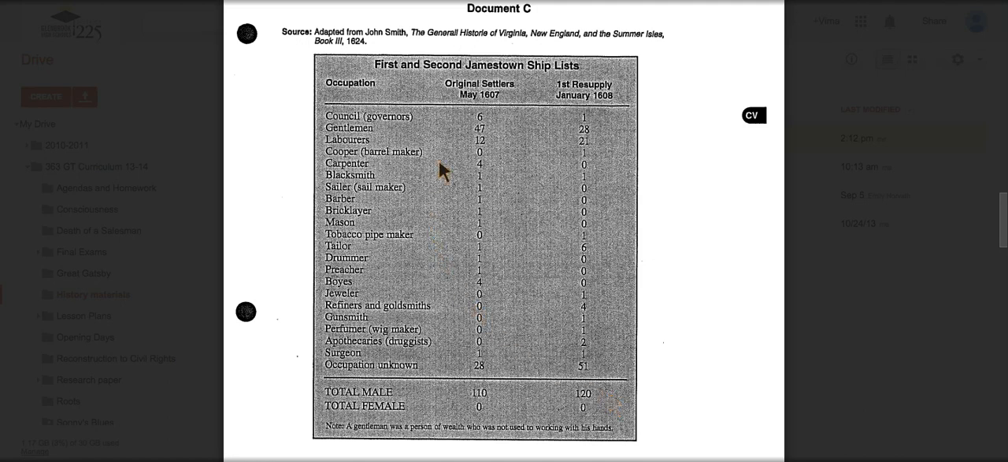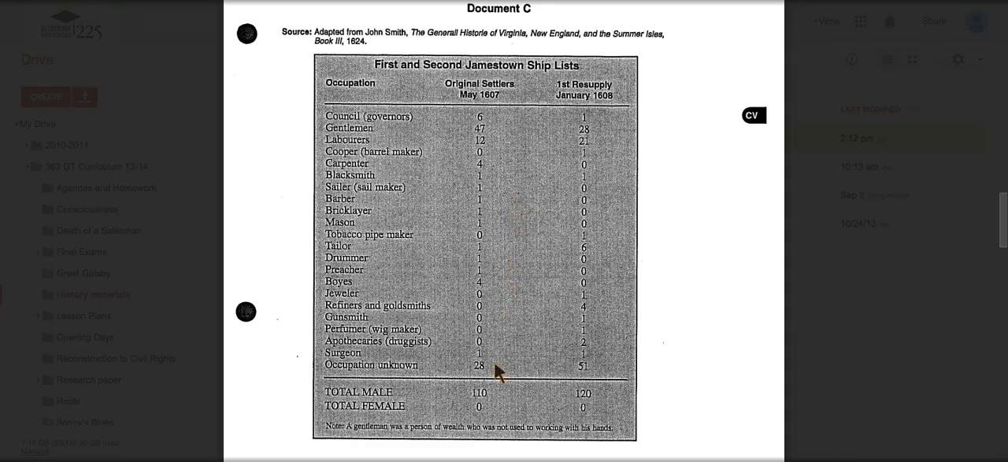Then I would look at the actual jobs that these people came over with, the experience that they came over with. The number that I look at in the first original settlers that sticks out to me is 47 gentlemen. And I just realized on the bottom is a person of wealth who was not used to working with his hands. How would that help a colony out in the middle of the wilderness? I don't know.